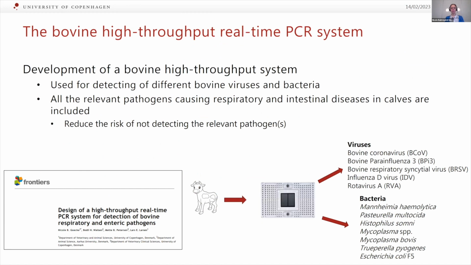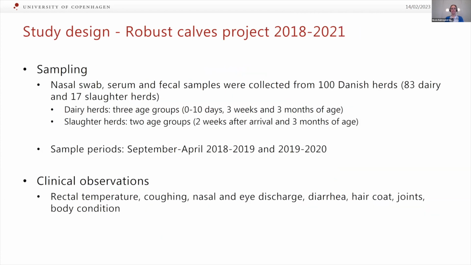So beside the different porcine systems, we have also developed a bovine high throughput real-time PCR system, and this system can be used for detection of different viruses and bacteria. And again, all the relevant pathogens known to cause respiratory and intestinal disease in calves are included. And here to the right, you can see which viruses and bacteria are included in the system at the moment. And this bovine system was developed in a big calf project, which was called Robust Calf.